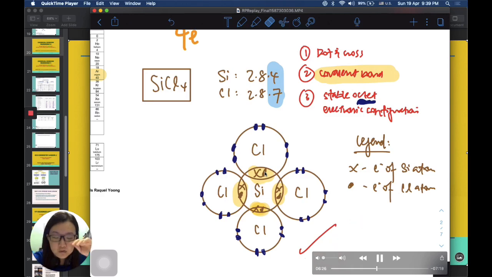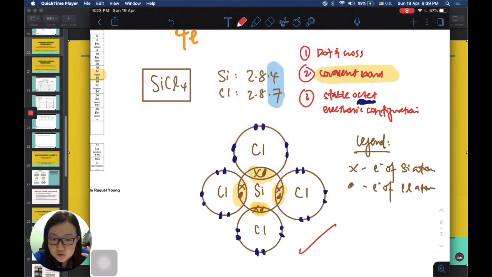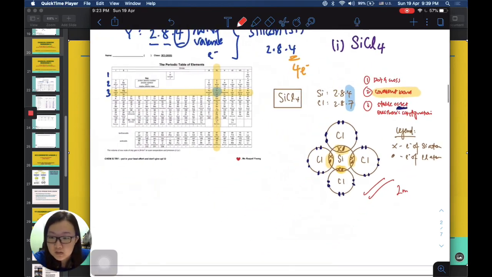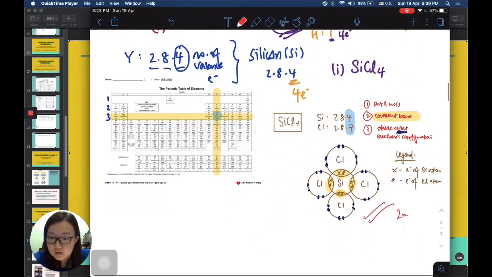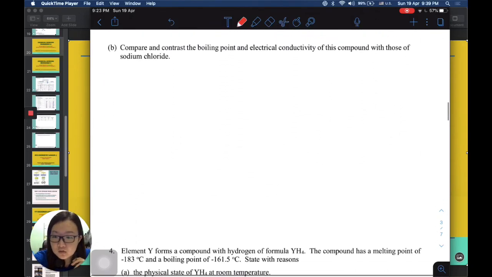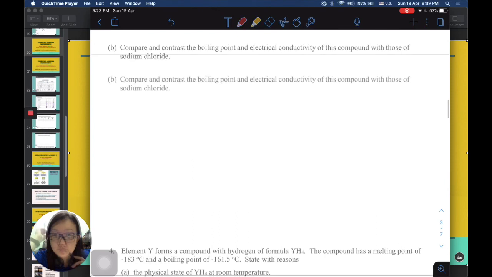So this is really just to demonstrate that this is a very common mistake that students make. They will do the question and then happily think that they are done, but they forget to make sure that it is a stable octet. Okay, so hopefully you got that part.